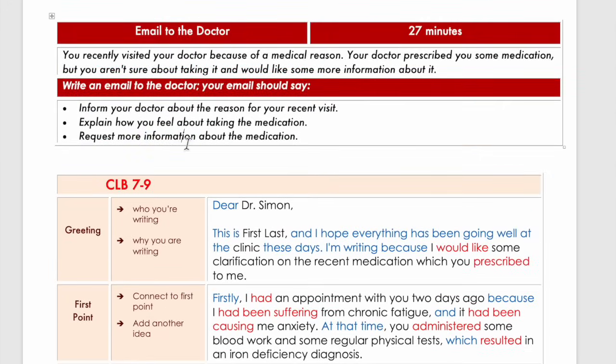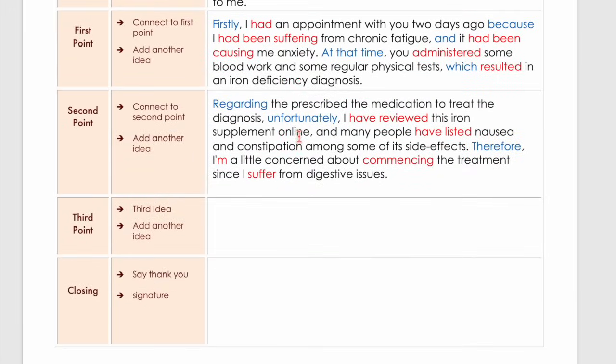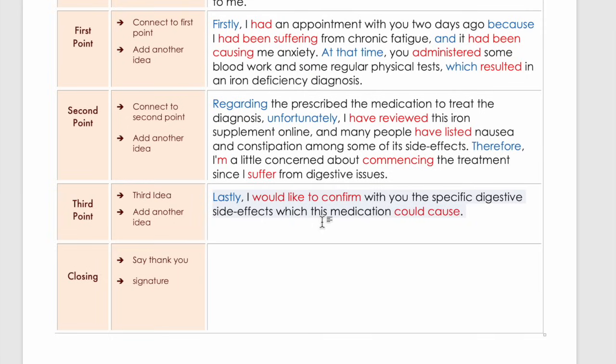So now let's get to the third point, third idea. Request more information about the medication. So let me ask the doctor, can you tell me a little bit more about that? That's what I'm going to do here. Okay, so let's see. Lastly, I would like to confirm with you the specific digestive side effects which this medication could cause. Okay, so I just want to confirm with the doctor what could be the digestive problems.